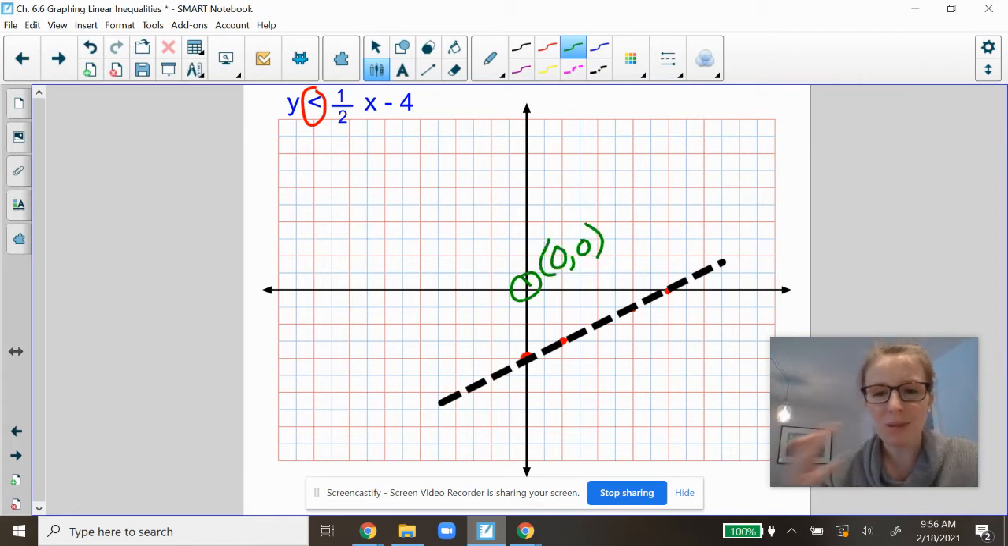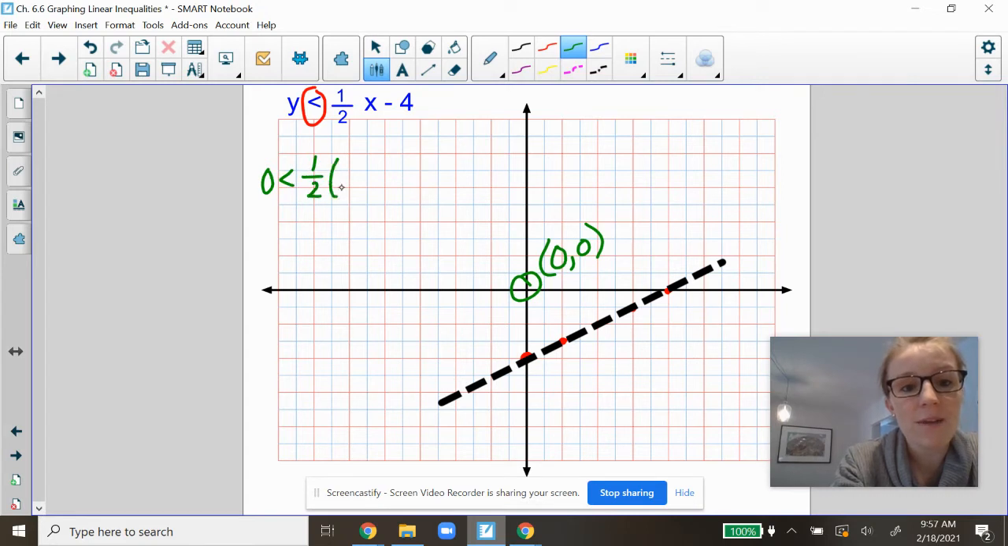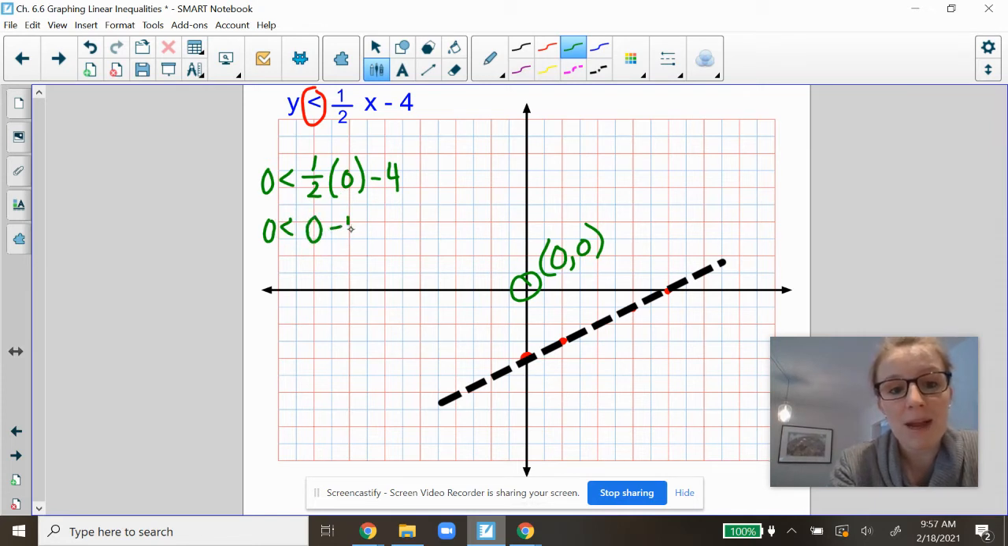Our origin. Plugging in 0 is really straightforward. So we're going to plug in 0 into both x and y. And again, plugging in 0 is really straightforward because whenever I multiply by 0, I end up with 0. So if I do 0 is less than 1/2 times 0, again, that's just going to get me to 0, minus 4. 0 is less than -4.